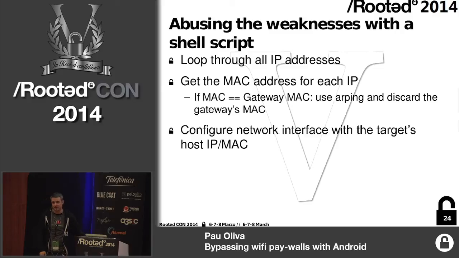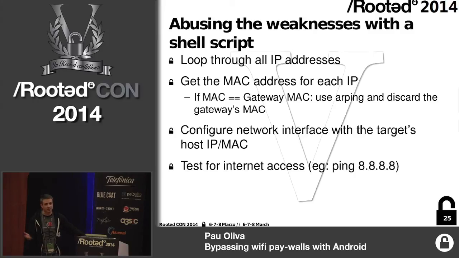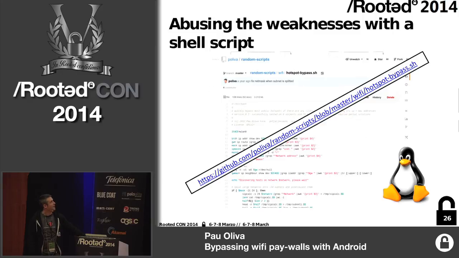And very simply, we configure our network interface with the target host's IP and MAC, from which we want to take their information, and then finally we test for internet access, for instance, by pinging 8.8.8.8. The moment we find the exit, we stop the loop. That's it. Abusing weaknesses with the shell script. This is done in the time you can see on the screen.